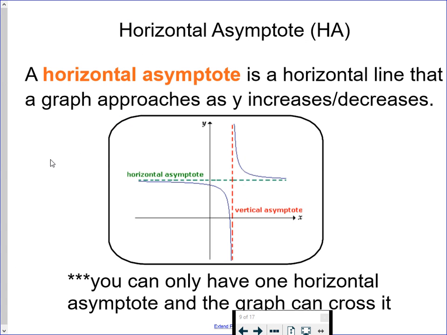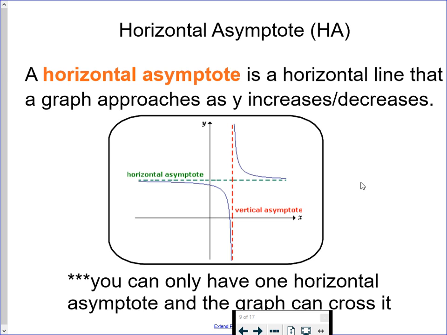All right, so horizontal asymptotes are horizontal lines. But notice at the bottom here that's covered by the recording, you can only have one horizontal asymptote. Vertical, we can have multiple. But horizontal, we can only have one. And with this particular one, we can cross it.